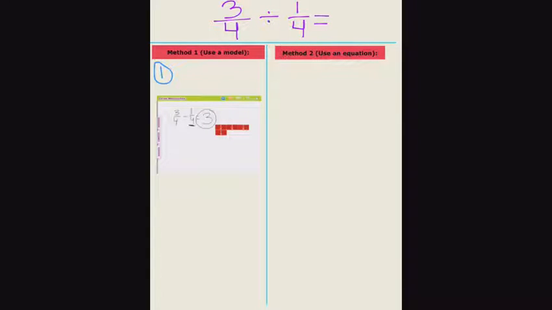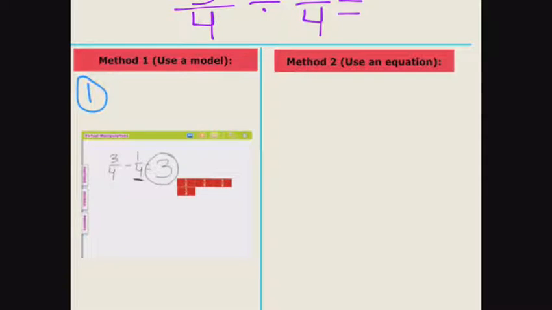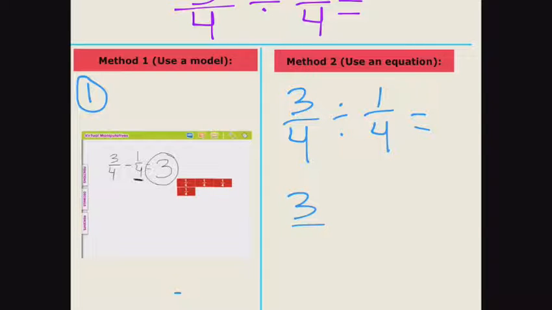Okay, so remember method 2 is to use an equation. So I'm going to start by writing down my 3/4 divided by 1/4. I can see that I don't have any whole numbers. I don't have any mixed numbers. So I'm going to go ahead and rewrite this problem as a multiplication problem. Our division sign becomes a multiplication. And that second fraction, we're going to find the reciprocal of that fraction. So 1/4, the reciprocal of that would be 4/1.